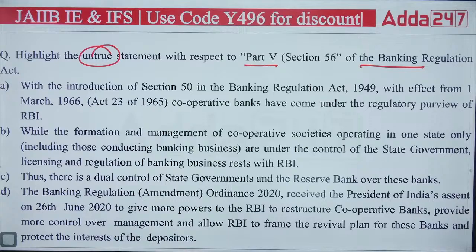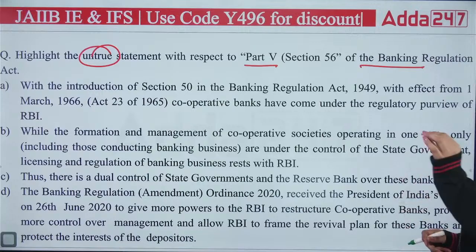Now, the Banking Regulation Act Ordinance 2020 received the President of India's assent on 26th of June 2020 to give more powers to RBI to restructure cooperative banks, provide more control over management, and allow RBI to frame the revival plan for these banks and protect the interest of the depositors. So the question is asking which of the following is an untrue statement.